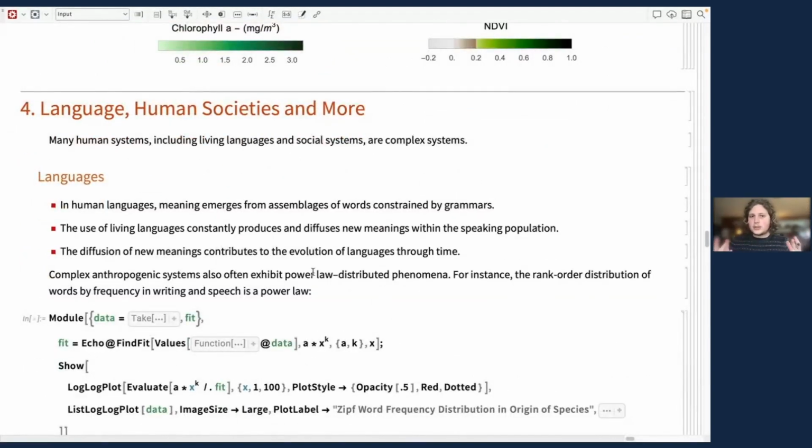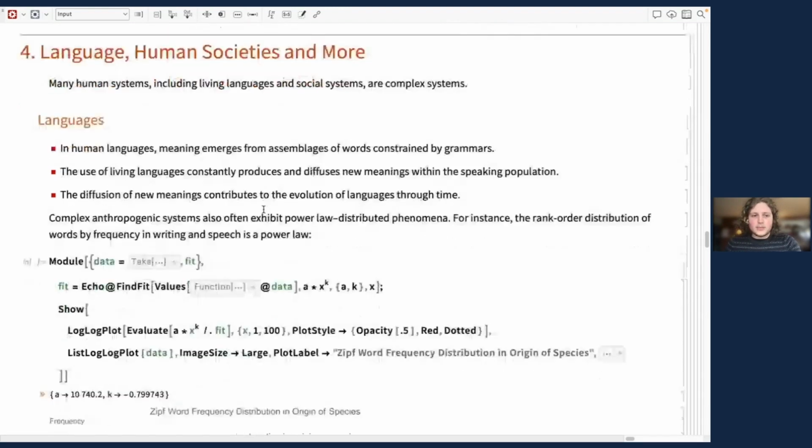Complex systems also extend beyond natural systems. I think that's maybe a little bit uncautious of me to say, because humans and human societies are part of nature. But the point is, complex systems extend to human systems, anthropogenic systems, like language, human societies, and other things.